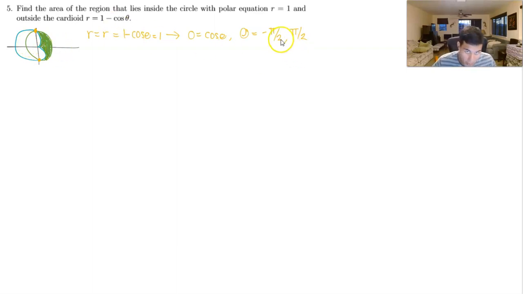And by the way, negative pi over 2, you could also call that 3 pi over 2, whatever you want to do. I call it negative pi over 2 for this case. Now note that we could do this one way, but I think this way is a little bit easier. So we say the area that we want to find, we'll call it A.